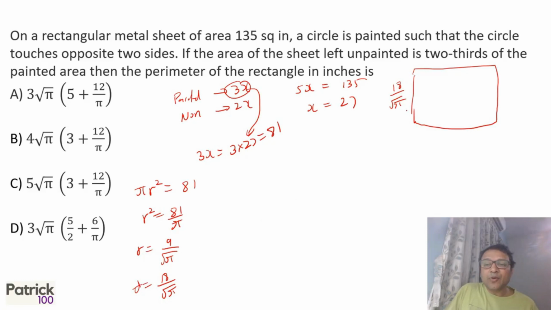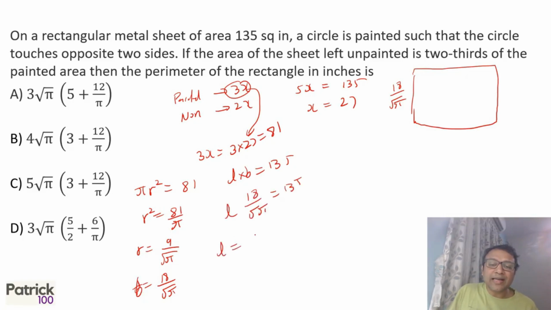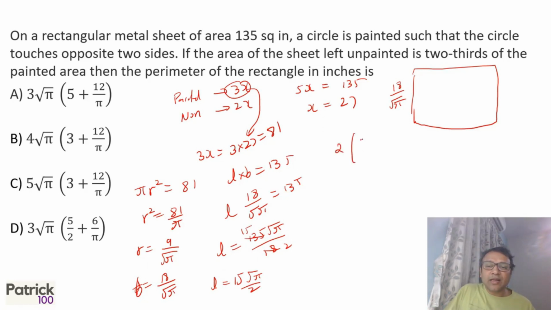Now this diameter, 18 upon root pi, or the breadth you can say. Length into breadth is the area, so length into breadth is 135. If breadth is 18 upon root pi, then length is 135 root pi upon 18. It goes in 9, so you get 15 root pi upon 2. Now we know length and breadth, so we can find the perimeter: twice length plus breadth. Length is 15 root pi upon 2 plus breadth 18 upon root pi.